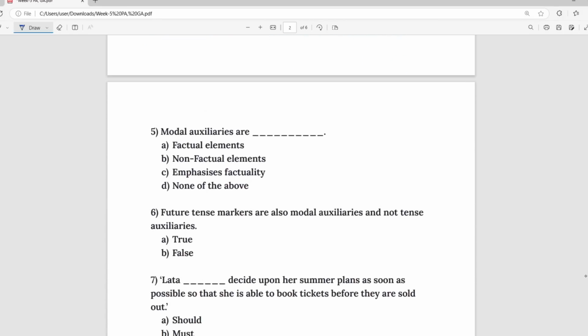Modal auxiliaries are factual elements, non-factual elements, emphasizes factuality, none of the above. They are non-factual elements because they do not confirm facts, but instead they suggest probability, hypothetical situations and likelihood. They do not denote any facts. So they are non-factual elements.